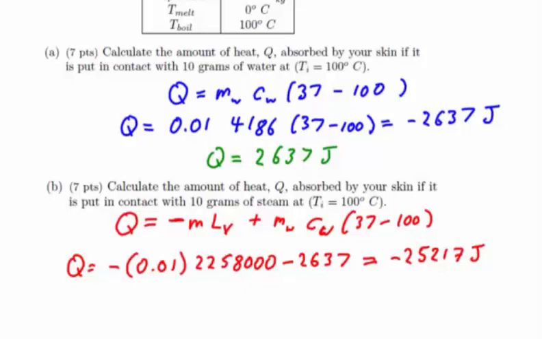As in the previous part of the problem, this heat represents the heat that left the water and steam. This is equal to the amount of heat that went into your hand, assuming that nothing was lost to the surroundings.